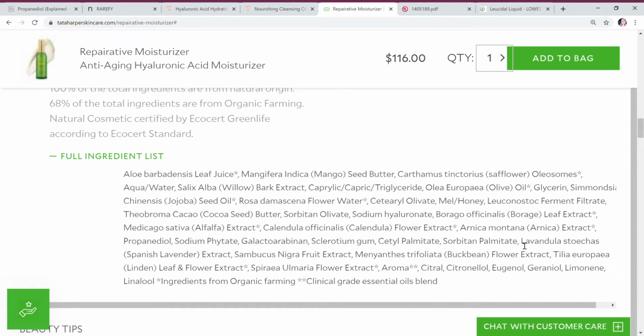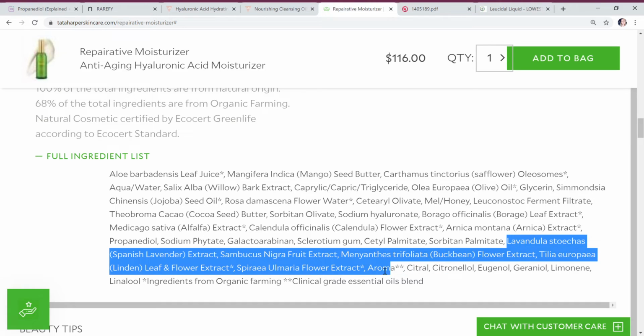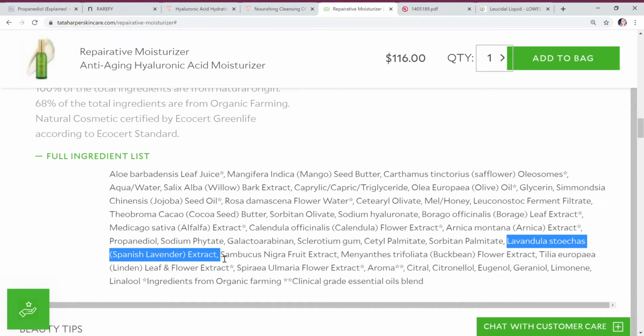Okay, let's go down here to this next ingredient. This is Lavandula stoechas extract. I probably pronounced that wrong. It's Spanish lavender extract. That's a really cool extract. It helps to give a Botox-like effect to the skin.